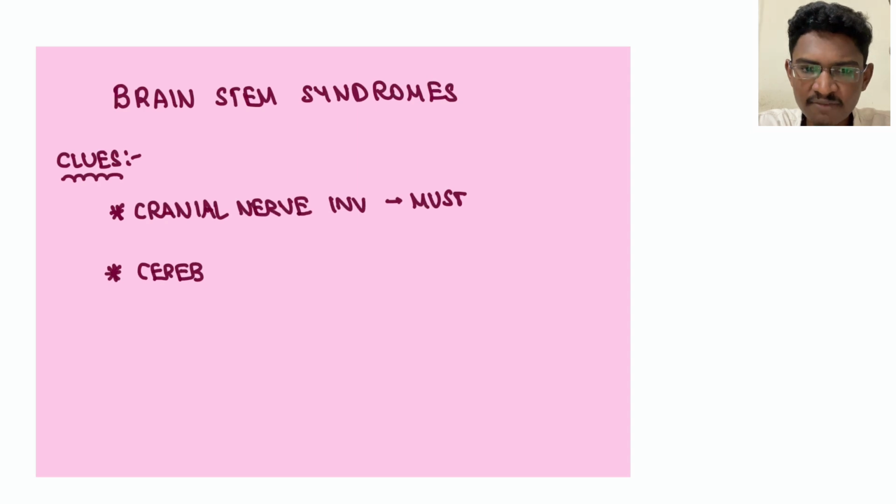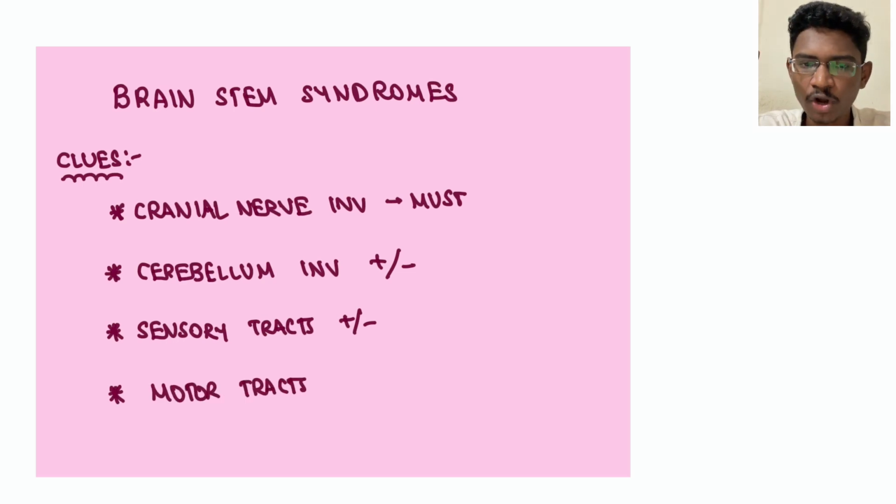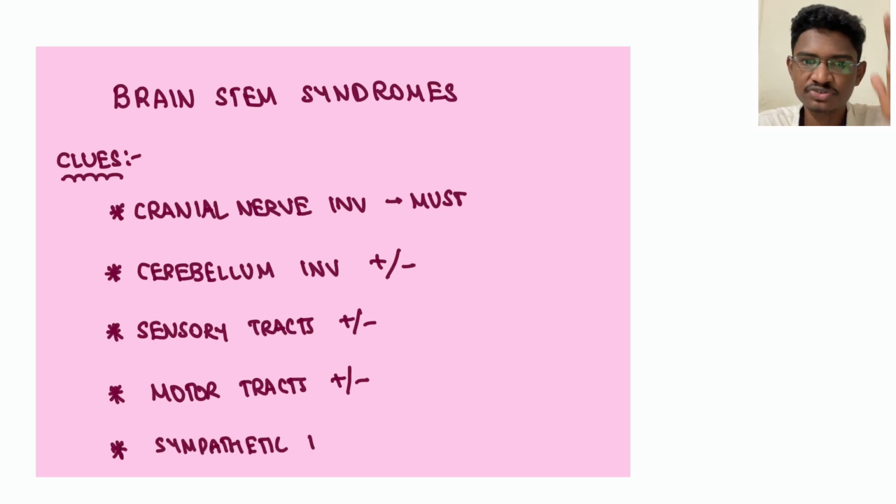Then 6-7 is there, then it's the pontomedullary junction. Or 8 to 12 can be involved in medulla oblongata lesions. Then what lesions can be there? Cerebellum can be affected, since it is in the sides. And sensory tracts can be involved, motor tracts can be involved, as well as the sympathetic trunk. These are the characteristic features of brainstem syndromes.